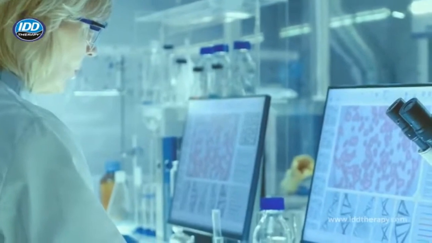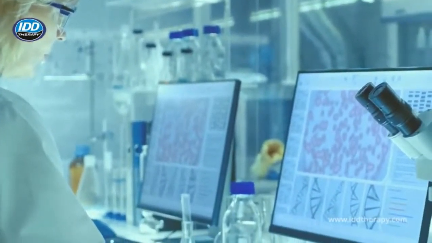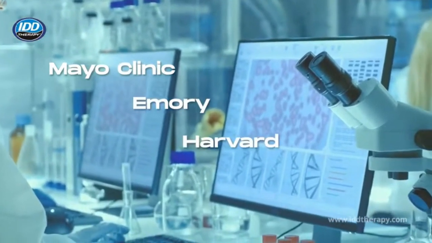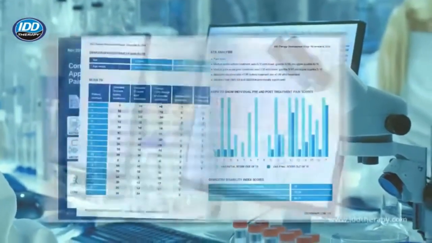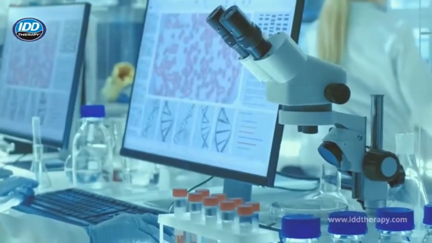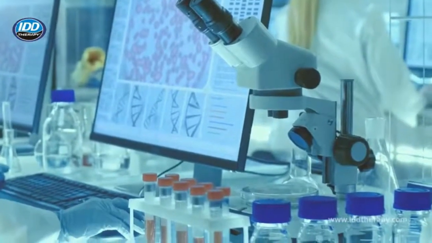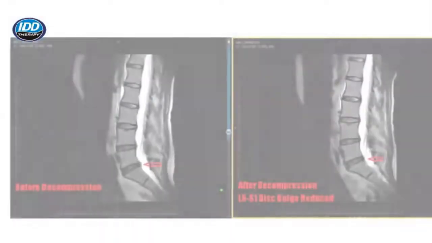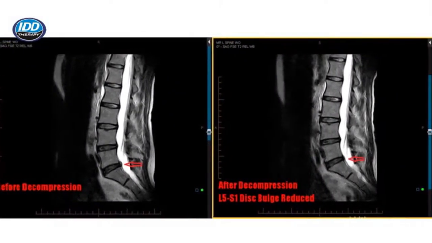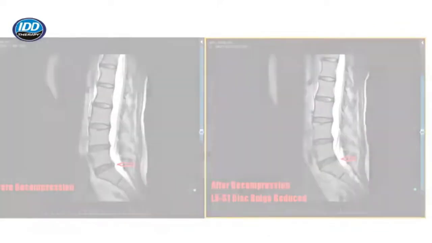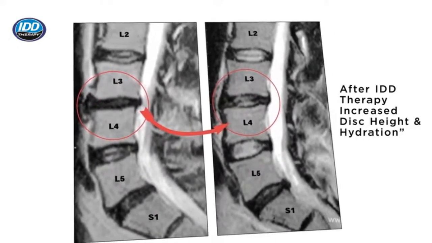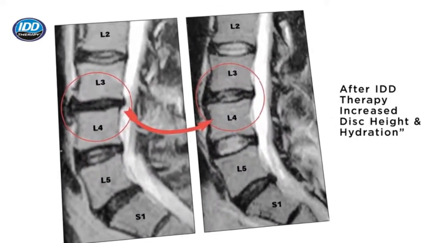Research studies funded by the National Institutes of Health conducted at Mayo Clinic, as well as others performed by medical doctors associated with Emory, Harvard, and other leading health institutions, confirm dramatic reduction in pain and disability can be achieved non-surgically with IDD therapy treatment on the AcuSpina system. Pre- and post-MRIs also confirm how IDD therapy treatment can help a disc bulge shrink. Disc rehydration is also evidenced on MRI, showing measurably increased disc height and fluid retention after a full treatment course.